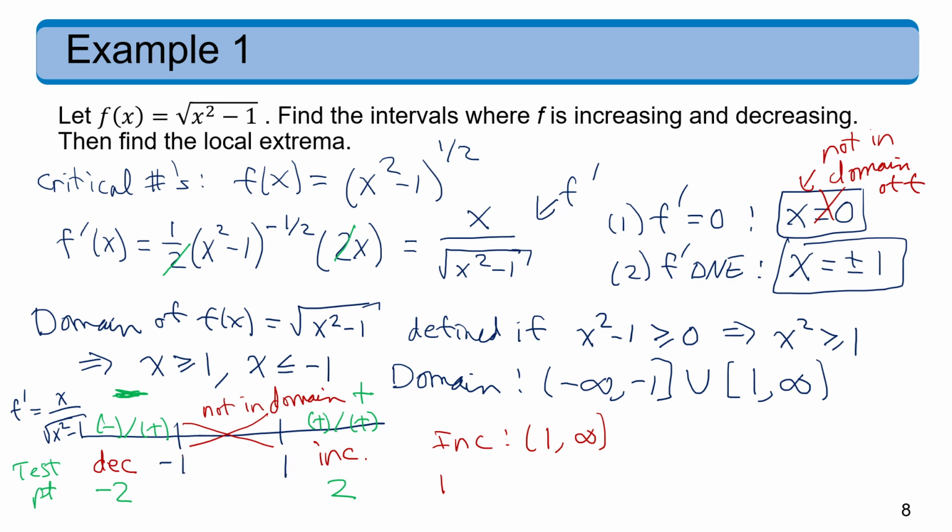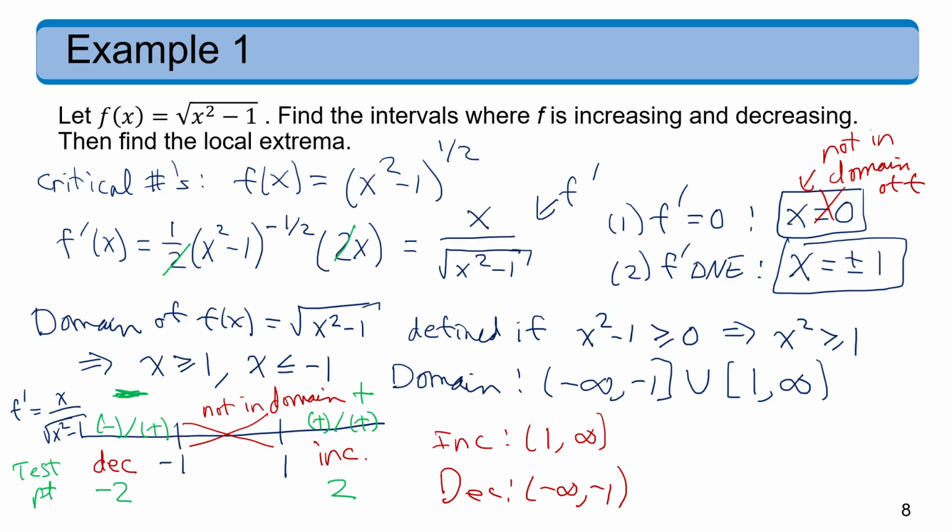Okay, so back to our problem. Decreasing is negative infinity up to negative 1. So then what about local extrema? Normally what we're looking for is where the graph changes from decreasing to increasing or vice versa. And we do have a change here, but there's a gap in between.